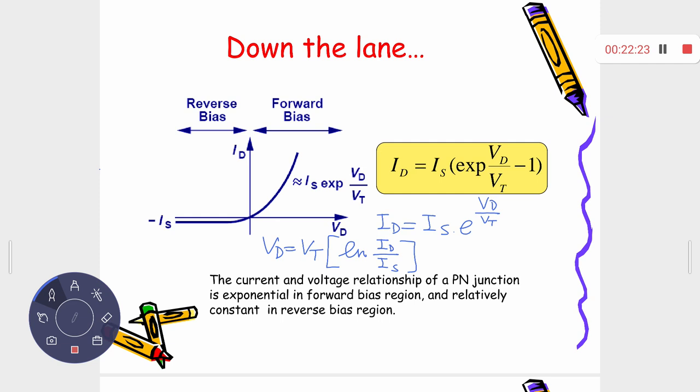If y is a function of x, I can also write x as a function of y, the reverse function of y. So that equation is something like that. So if your current is given to you, if you know the current, then you can also find out what is the voltage. So that is the governing equation, Id is equal to Is e to the power Vd by Vt. So from where I can get Vd is equal to Vt ln Id upon Is. Okay.